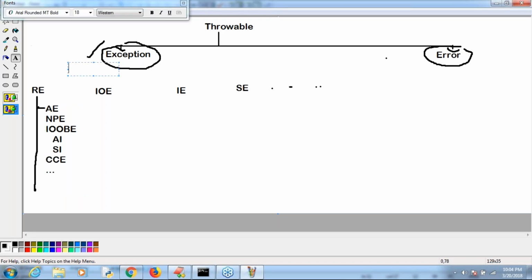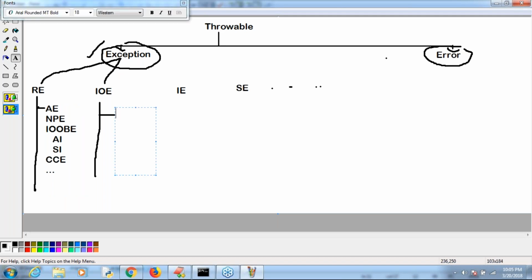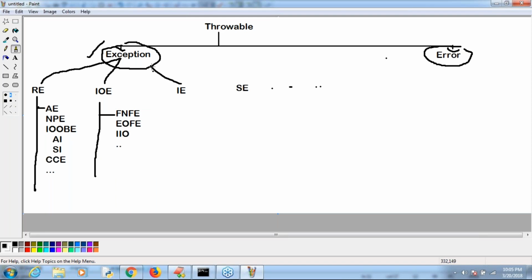Now what is the next terminology? For IOException also, there are several child exceptions. Can anyone please tell? IOException, FileNotFoundException, next EOFException, next InterruptedIOException, and so on. There are several child classes. These are the various things; make sure you have a minimum basic idea, compulsory.